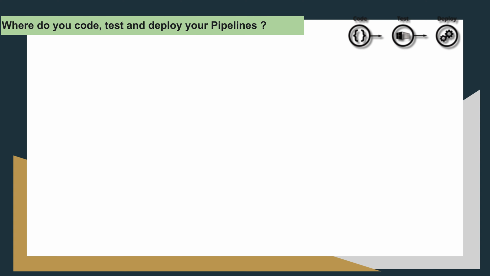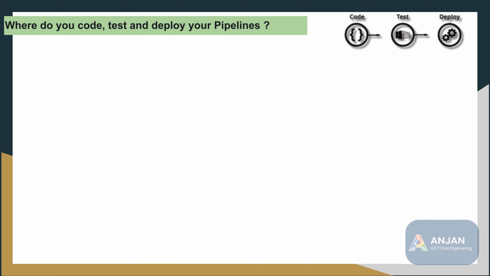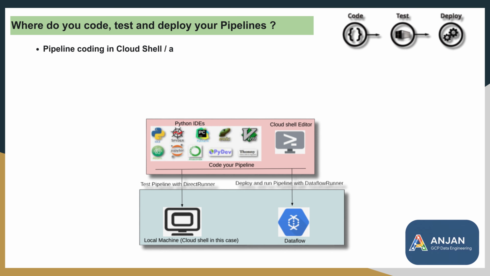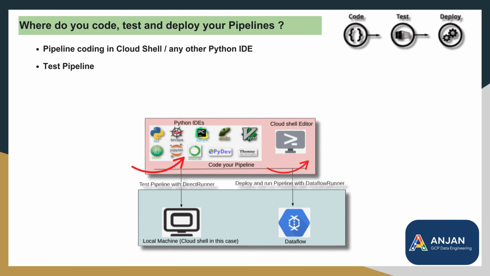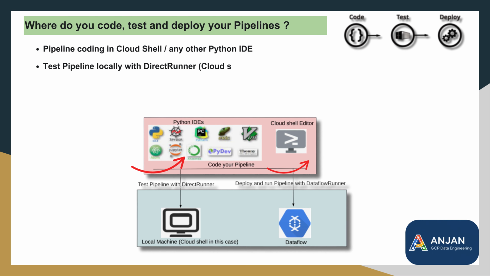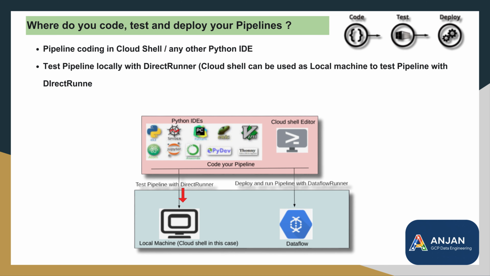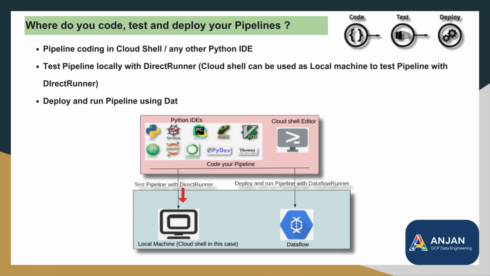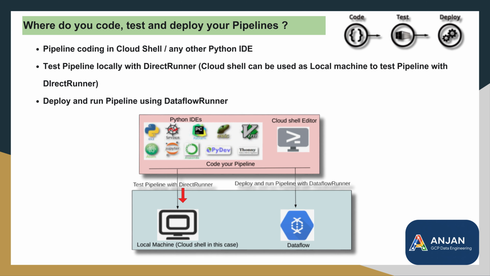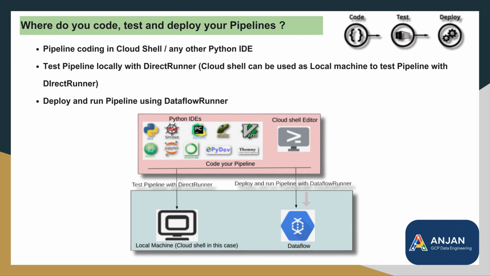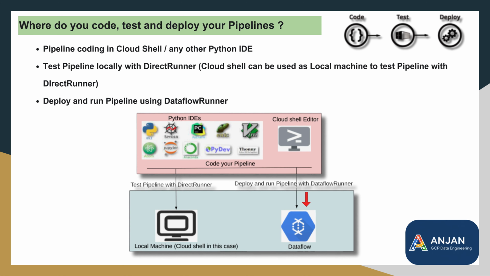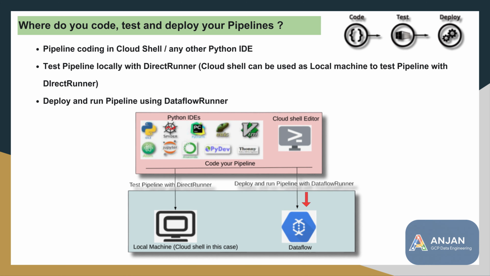Where do you code, test and deploy your Apache Beam pipelines? You can do pipeline coding in Cloud Shell or a Python IDE. If you are using any programming language other than Python, use the corresponding IDE. Test the pipeline locally with Direct Runner on Cloud Shell, which can be used as a local environment to test the pipeline. Once testing is successful, deploy and run your pipeline on the Dataflow environment using the Dataflow Runner option.